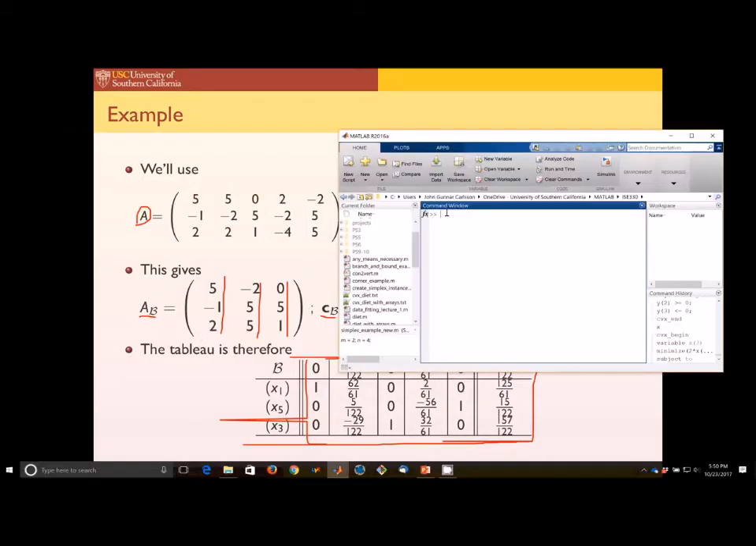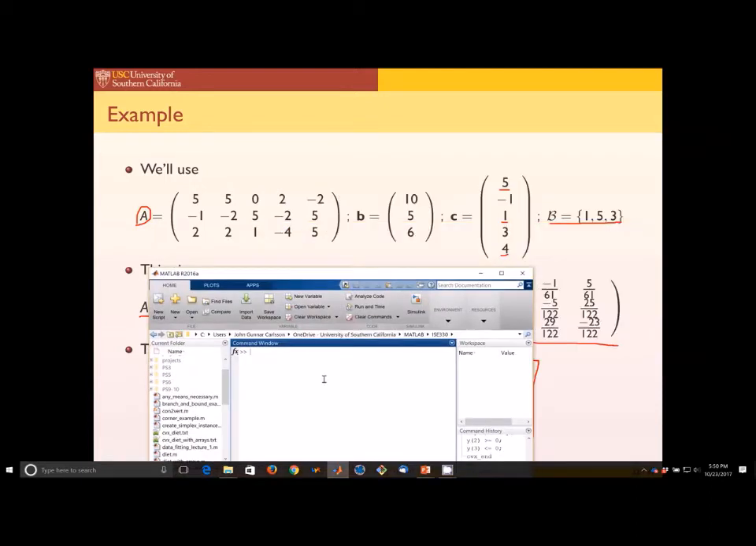So okay, I'll do A equals, we'll do this quickly, 5, 5, 0, 2, minus 2, minus 1, minus 2, 5, minus 2, 5, 2, 2, 1, minus 4, 5. b is 10, 5, 6. c is 5, minus 1, 1, 3, 4. My basic variables B is going to be 1, 5, and 3. Okay, and so let's verify these things here.